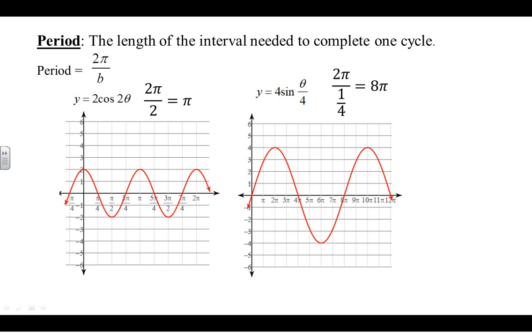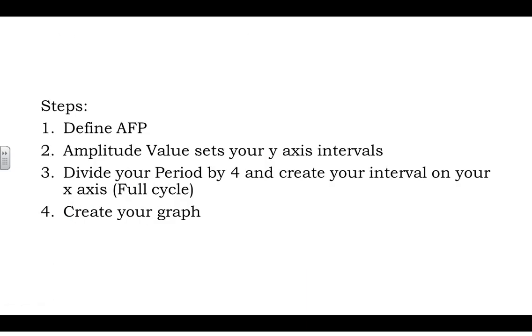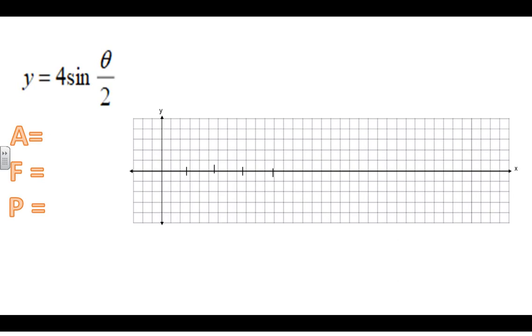Okay, so now with AFP, we're actually going to graph one of these. Here's how we graph. Define AFP and plot your stuff. You set your y-axis with the amplitude values, you divide your period by 4, and then you create intervals on your x-axis and create your graph. Usually these are the quadrantal angles, but when we change the period, it changes. If your period was 2 pi, it would be pi over 2, pi, 3 pi over 2, and 2 pi.